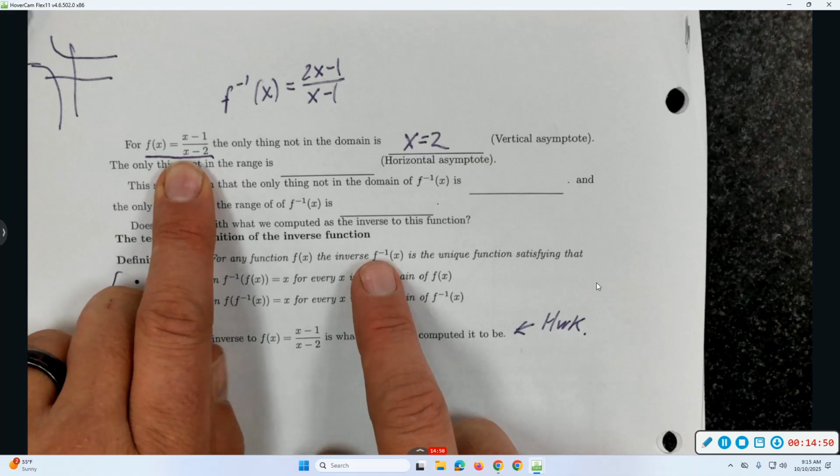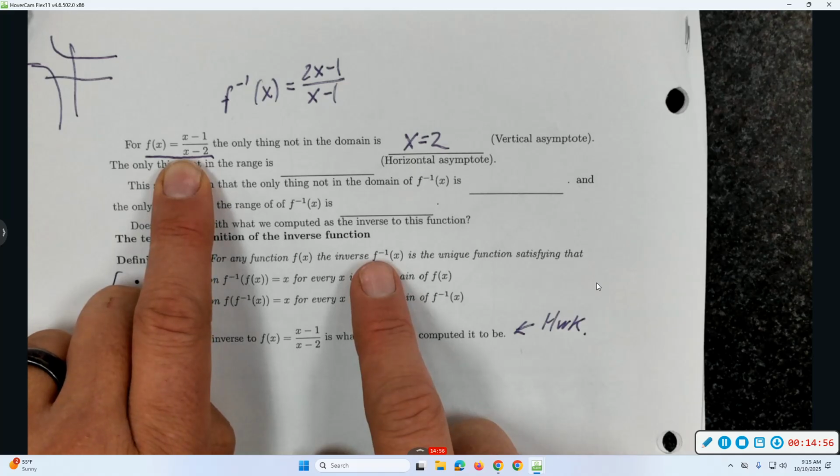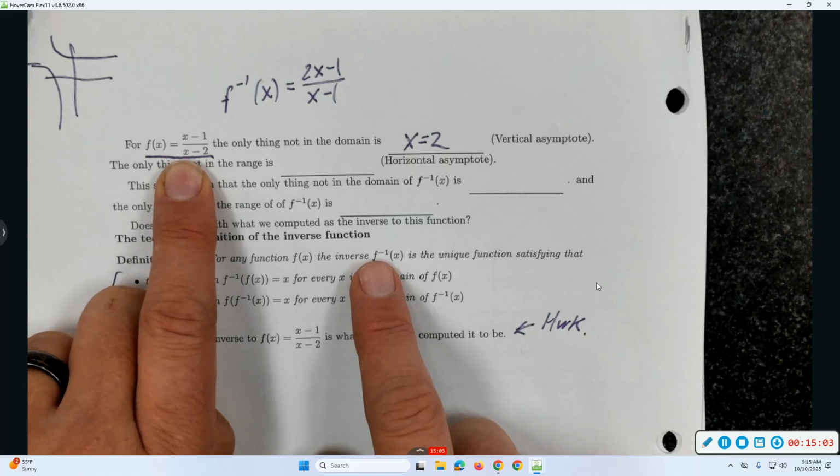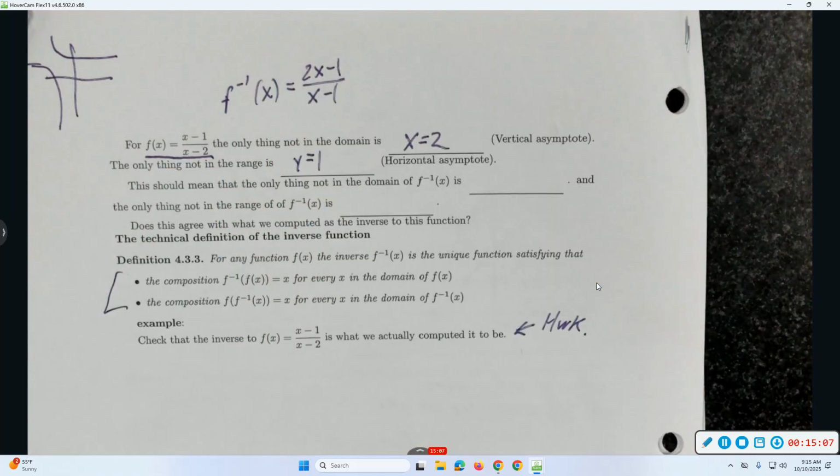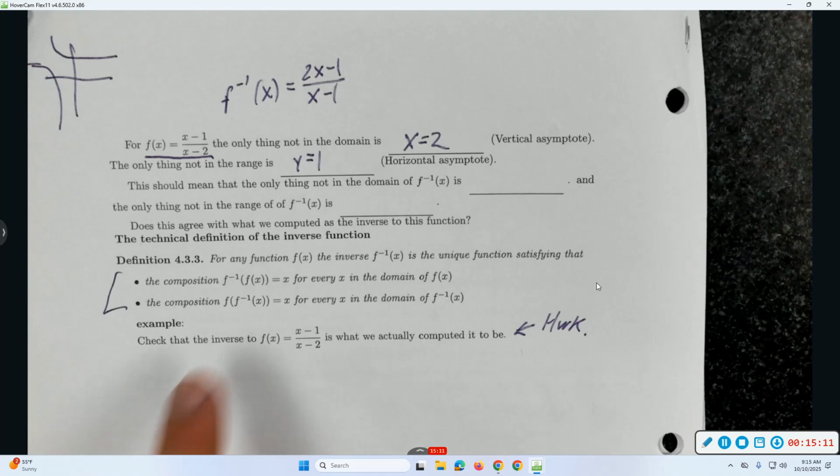What's the degree of the numerator? What's the degree of the denominator? Both ones. And what are the leading coefficients? Both 1. So where's the horizontal asymptote? At 1. It's 1 over 1. So the only thing not in the range of the original function is y equals 1. Let's see if that agrees.